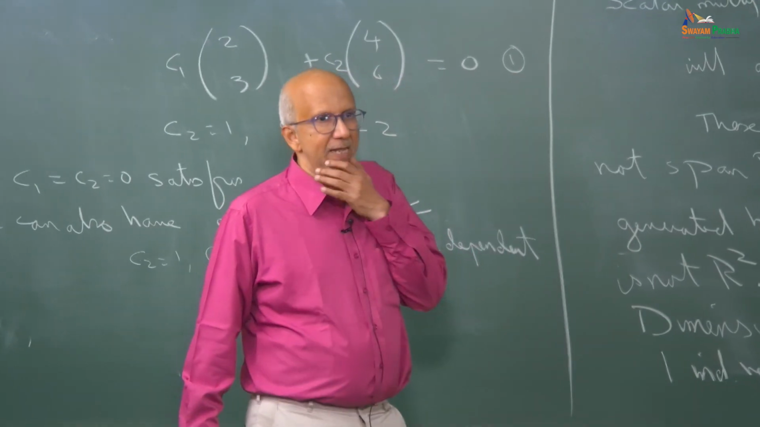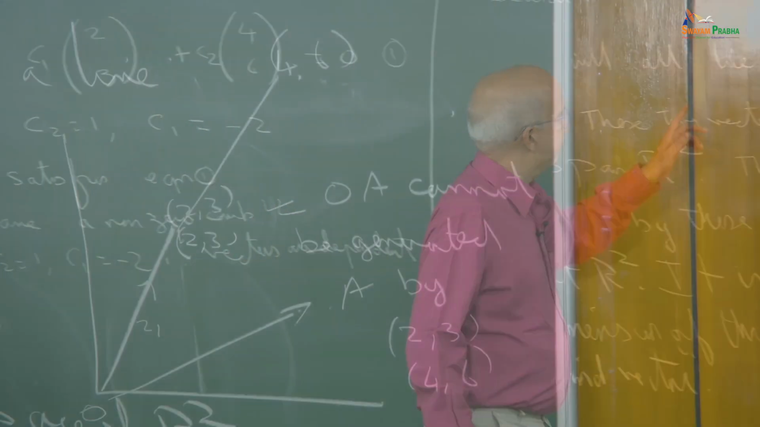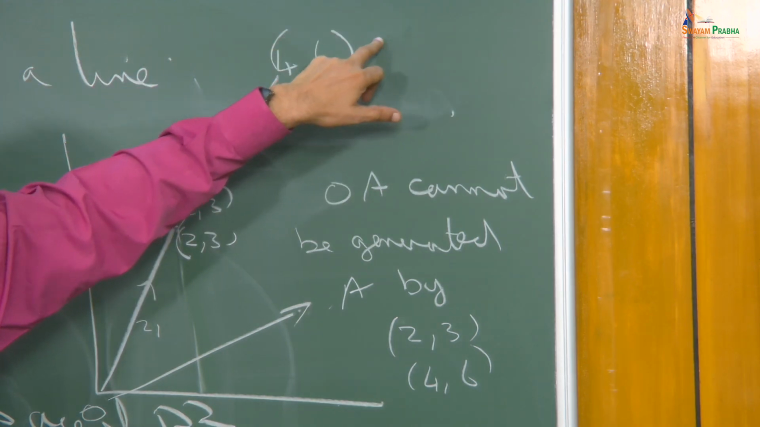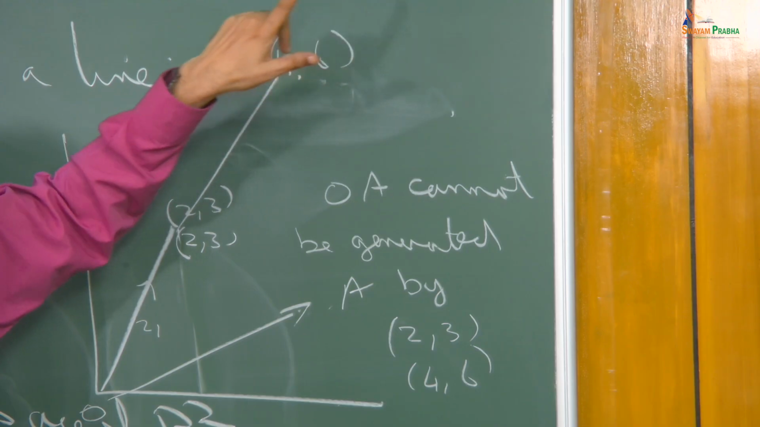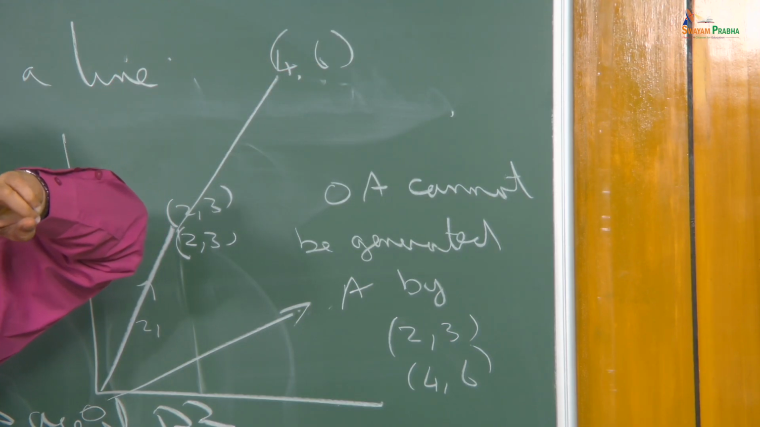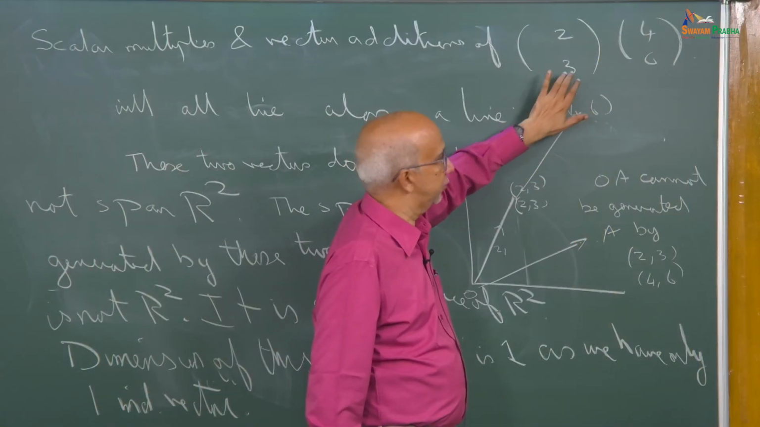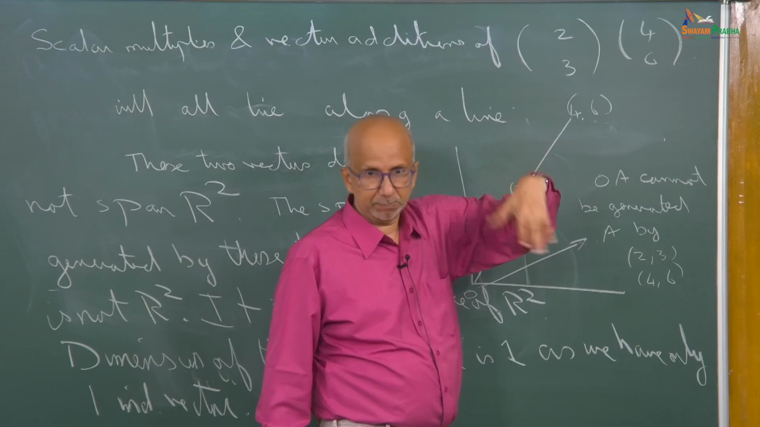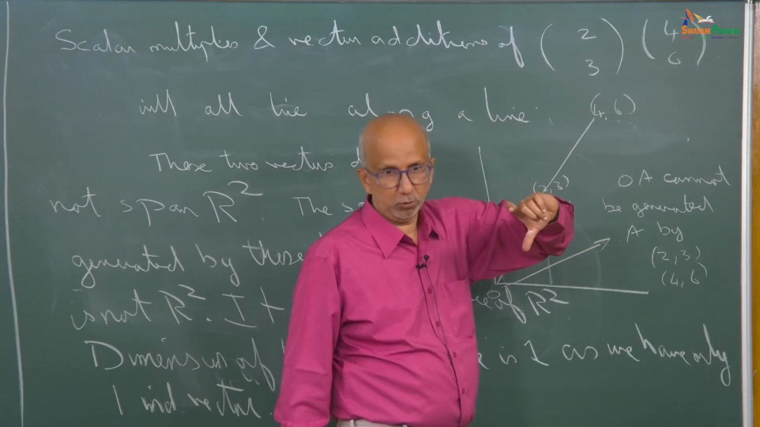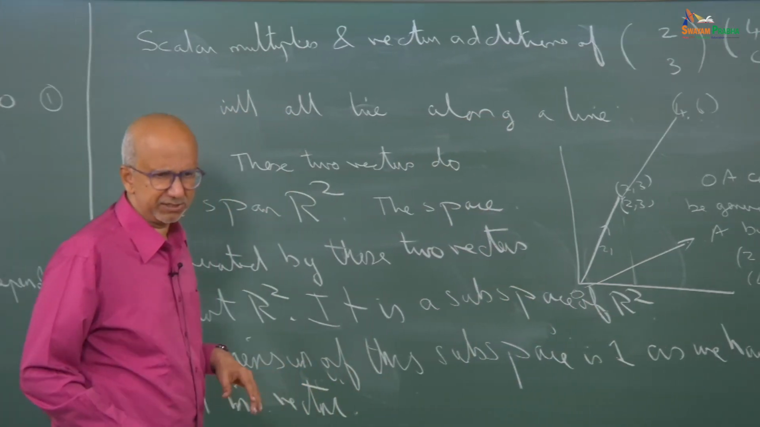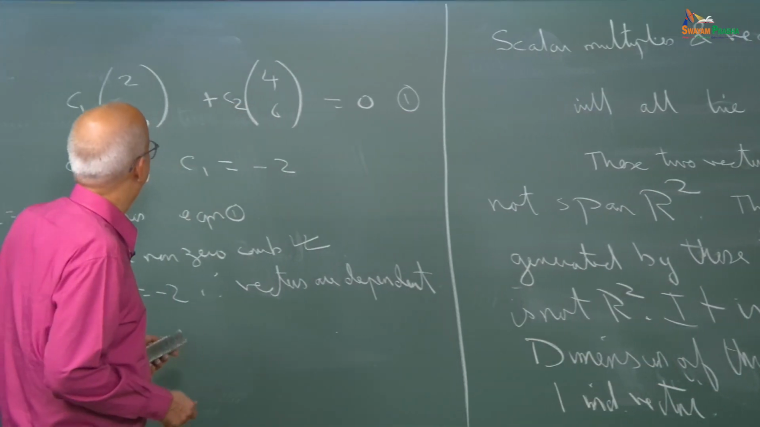Okay. So, the space generated by these two is not R2, because if it is R2, I need to have two independent vectors, okay, and it is not R1 because I have two coordinates. So, it is a subspace of R2 because it has two coordinates. That's something you have to think about and you have to understand. Okay. So, think about it.